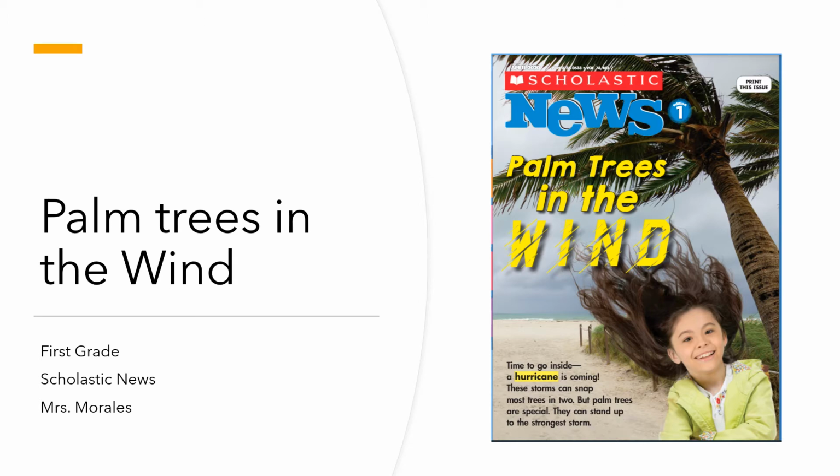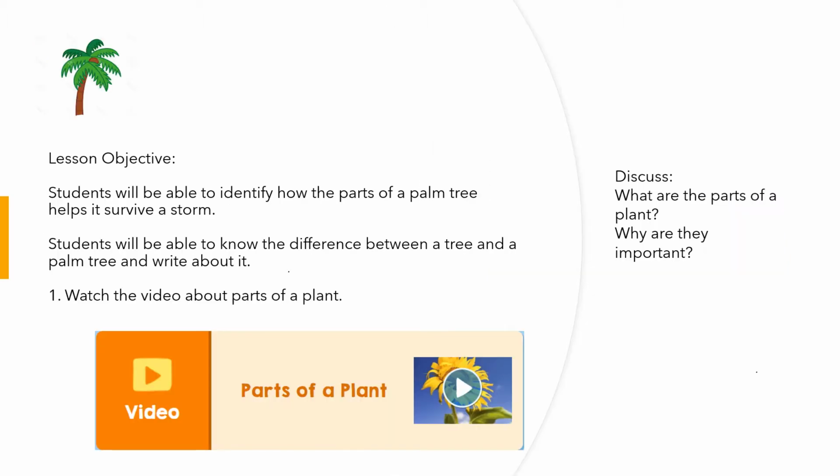This week, we're going to read about one of my favorite plants, palm trees. The title of the text is Palm Trees in the Wind. In today's lesson, we are going to learn how the parts of a palm tree can help it survive a storm. You can watch the video Parts of a Plant before or after we read the text in our magazine to learn about parts of a plant and how each part has a special job. You can share with your adult what the parts of a plant are and why they are important.